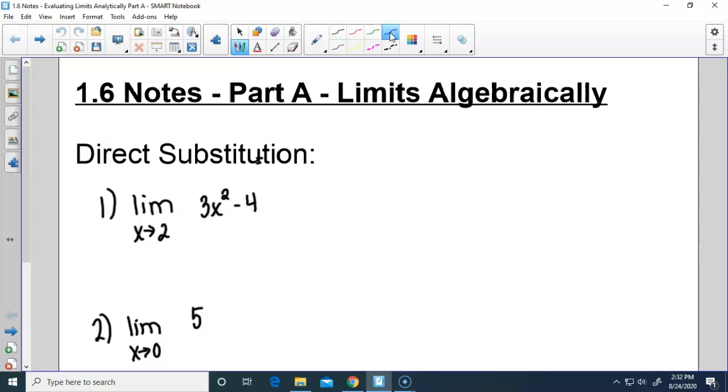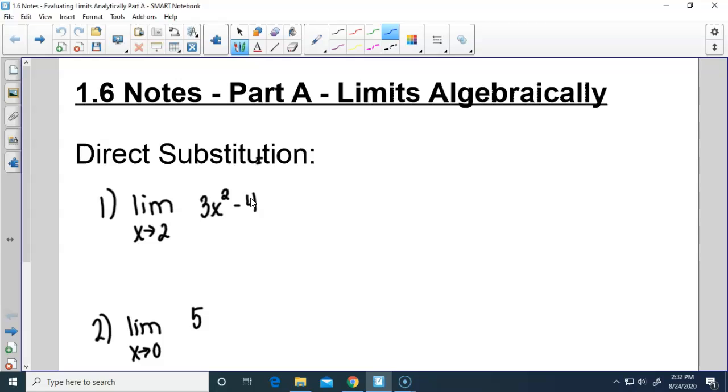So our first limit that we have here is the limit of 3x squared minus 4 as x approaches 2. And you guys should be familiar with what this graph looks like more or less. This is a quadratic, and we know that a quadratic is continuous everywhere. It doesn't have any holes in the graph. It doesn't have anything that's going to give us a problem. So there should be a limit at every point on that quadratic.